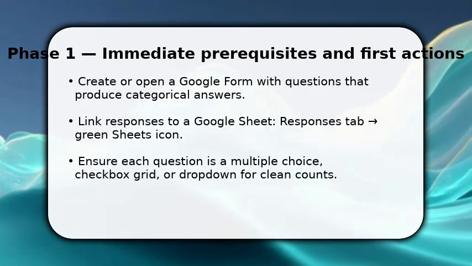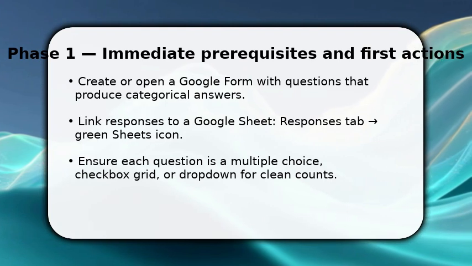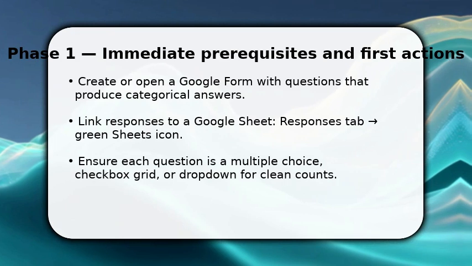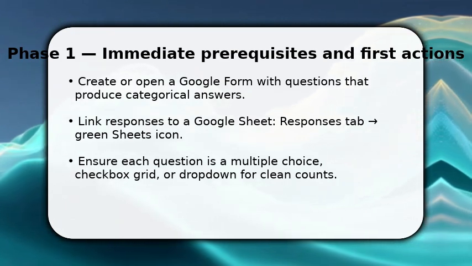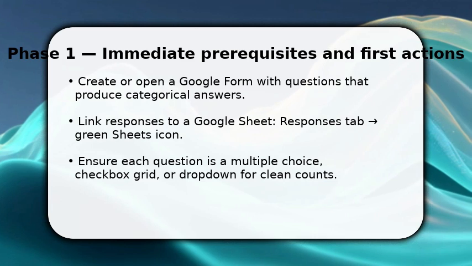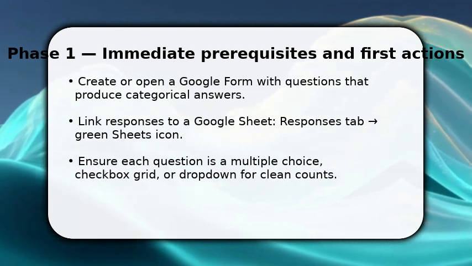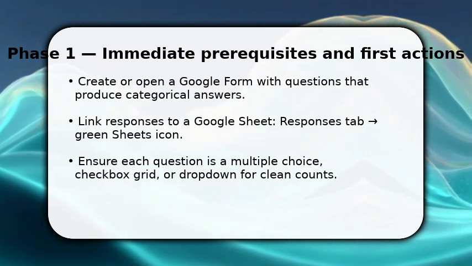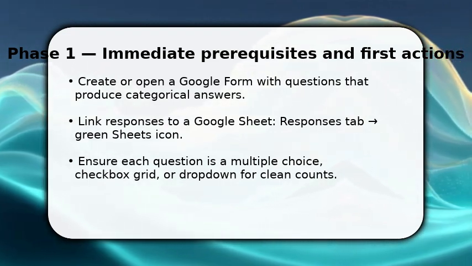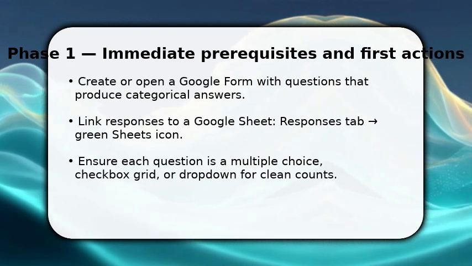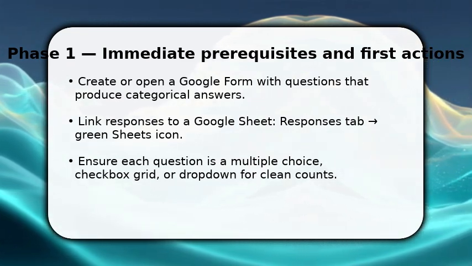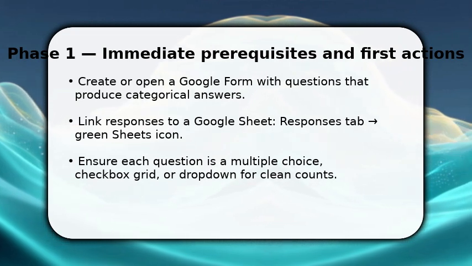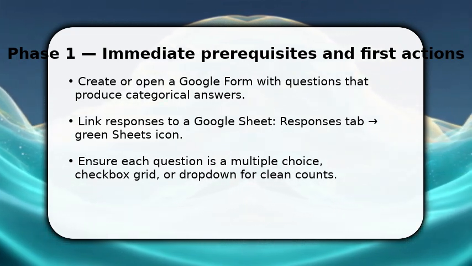You start inside your Google form, open the Responses tab, and link to a Google Sheet so live data flows out automatically. Make sure your key questions are multiple choice, checkboxes, or drop-downs because those produce clean counts for bar graphs. Once done, open the linked sheet and scan headers. Those are your series. You're forcing structured data first because a bar graph depends on categorical counts rather than free text, which breaks automated aggregation.